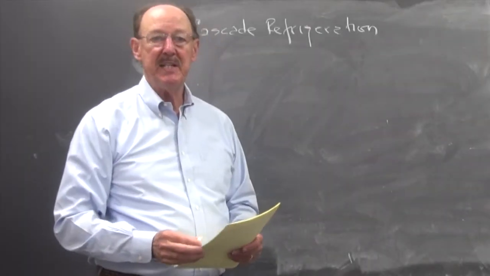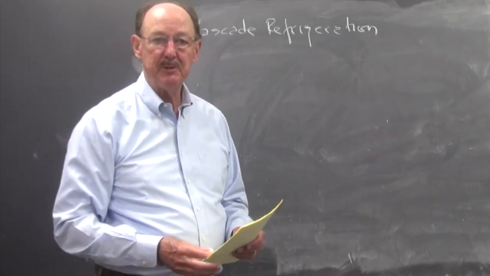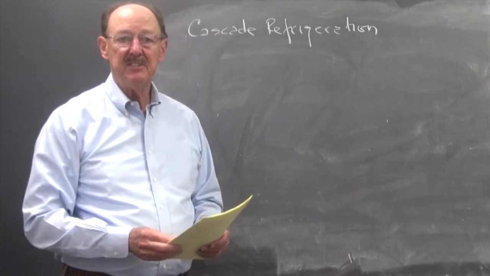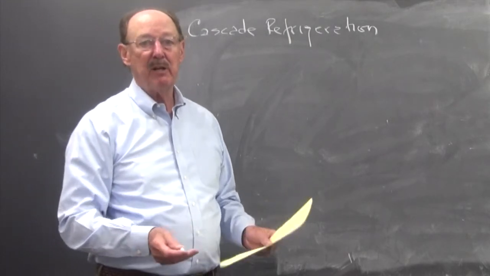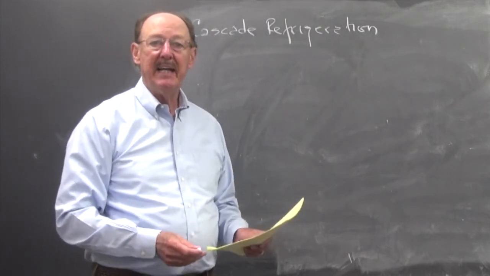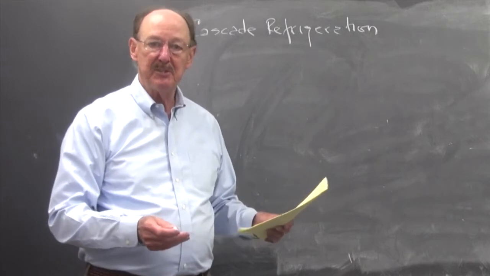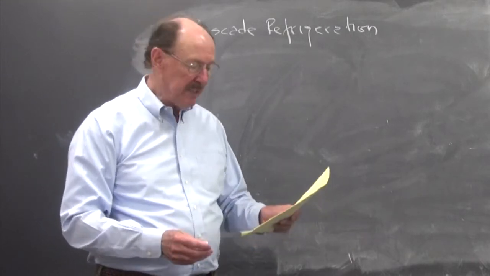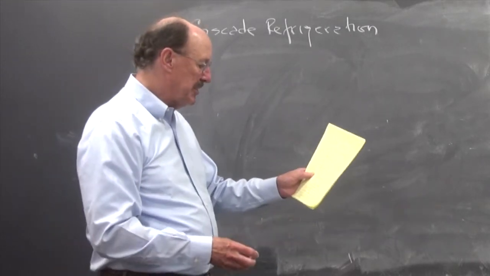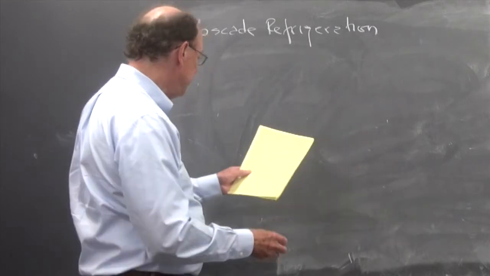What we want to introduce now is the concept of Cascade Refrigeration systems. In this case, it enables us to get to very low temperatures if we wish. It's like having two stages of compression, but it's done a little bit differently. Let me draw a sketch of this and we can see the advantages of it.